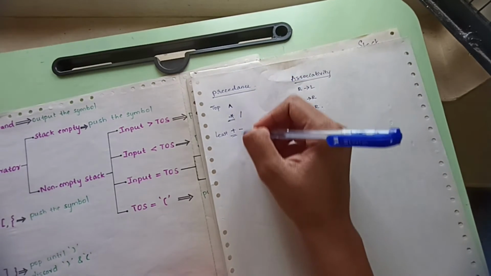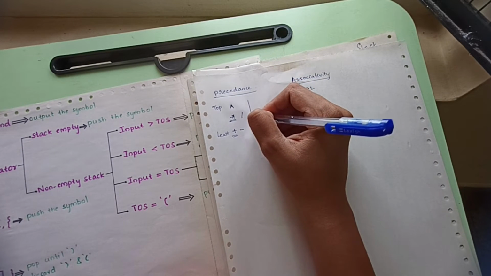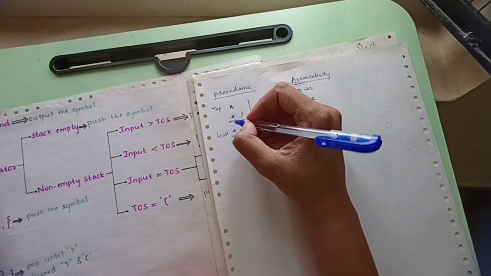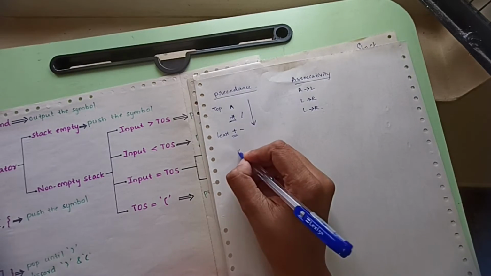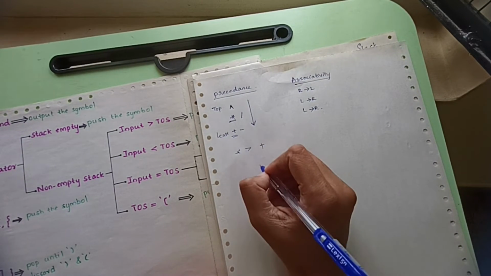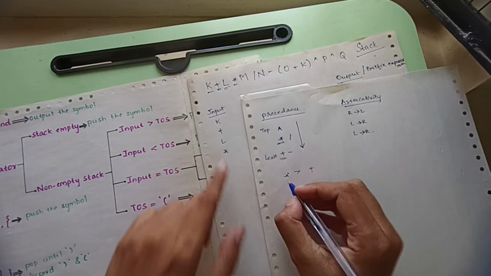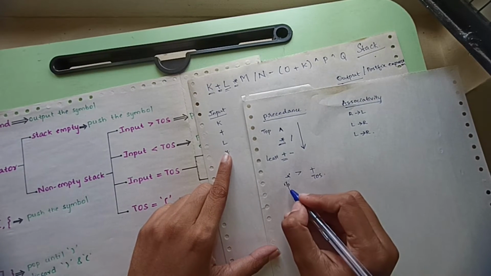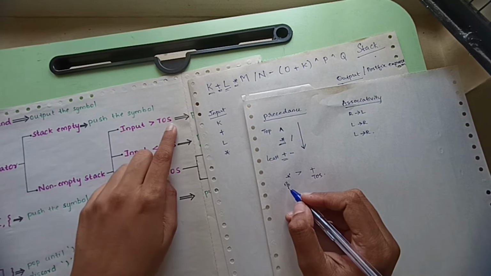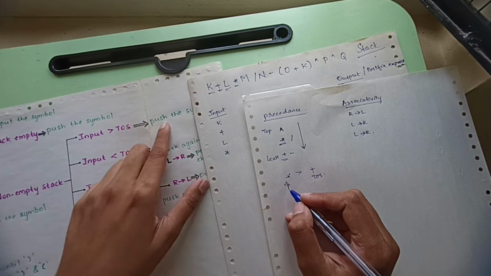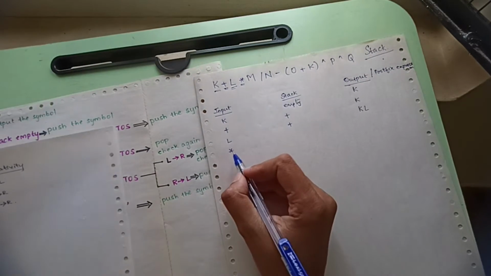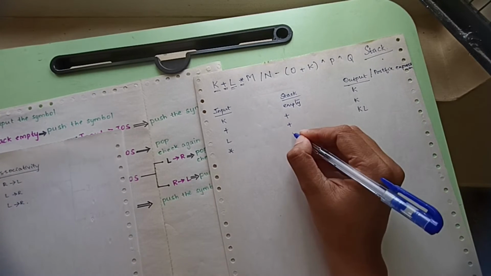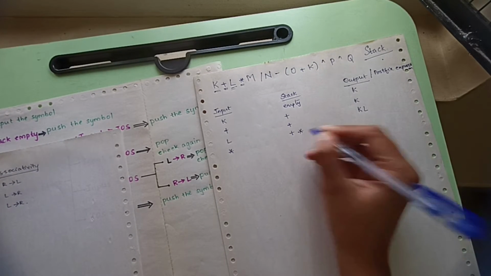So star has more precedence than plus. This is according to the precedence level, okay? The precedence levels come down, so star has more precedence than plus. So here star is the input and plus is the top of the stack. So input is greater than top of the stack, therefore we have to push the symbol. Simply push the star, so plus and this star.